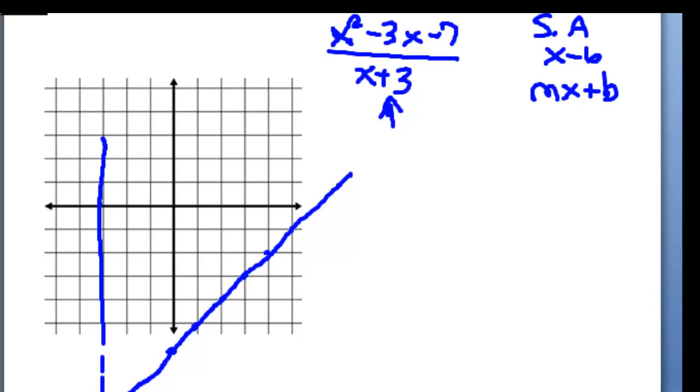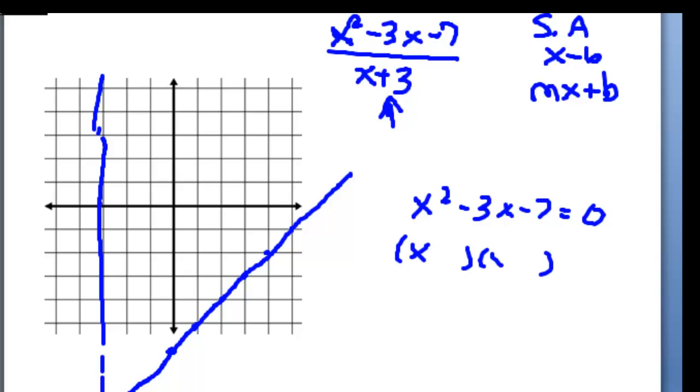Then we want to find our intercepts. So when x squared minus 3x minus 7 is equal to 0, if we factor that, we're going to have our intercepts. Factors of 7, that's not going to come out evenly. So in this case, we'd have to use the quadratic formula, which I'm not going to use right now. So let's just look at our y-intercept, where x is equal to 0. So we have 0 minus 0 over 3, which is negative 7/3. So when x is 0, y is negative 7/3.